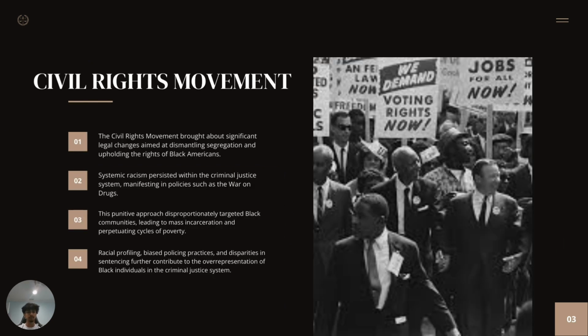The Civil Rights Movement. The Civil Rights Movement brought about significant legal changes aimed at dismantling segregation and upholding the rights of Black Americans. Systemic racism persisted within the criminal justice system, manifesting in policies such as the war on drugs. This punitive approach disproportionately targeted Black communities, leading to mass incarceration and perpetuating cycles of poverty. Racial profiling, biased policing practices, and disparities in sentencing further contribute to the overrepresentation of Black individuals in the criminal justice system. And this picture here shows protesters fighting for equality.